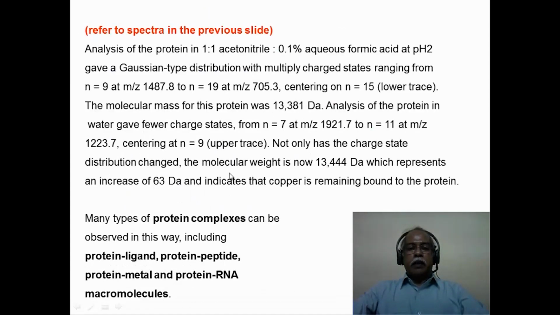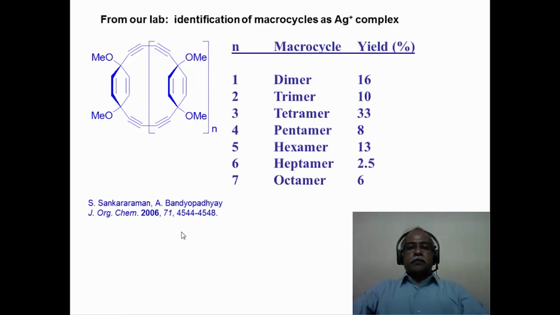Many types of protein complexes can be analyzed and observed under electrospray ionization mass spectrometry, including protein-ligand, protein-peptide, protein-metal, and protein-RNA types of macromolecular associated systems. Now let us give an example from our own research from our laboratory.